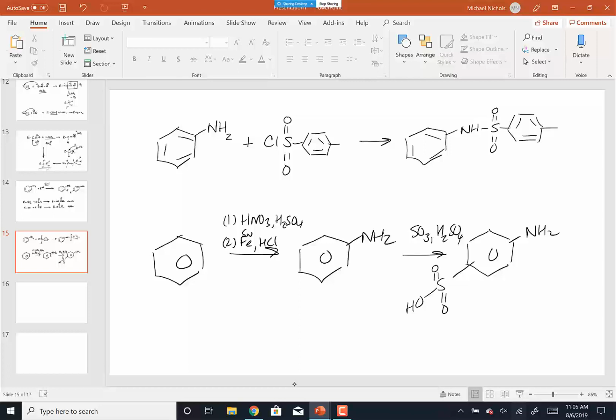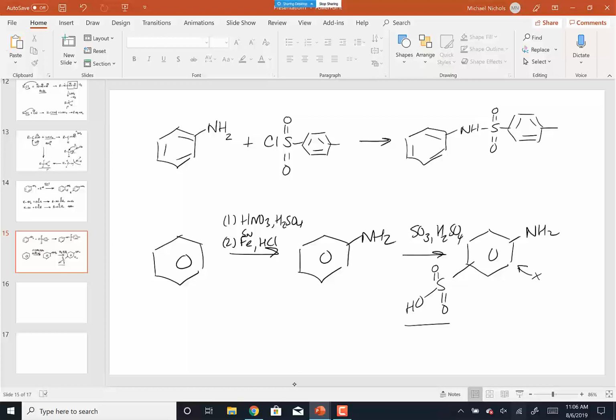Nitrogen being an ortho-para director, the sulfonate's going to go on ortho or para. This is one of the places where I make my argument for sterics, and I say there is no way this big group is going to fit ortho. There's no way that large group is going to fit ortho, so I'm going to get nearly 100% of just para, which is what I wanted.